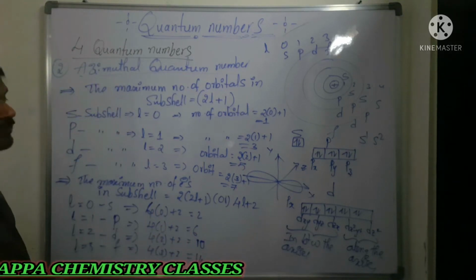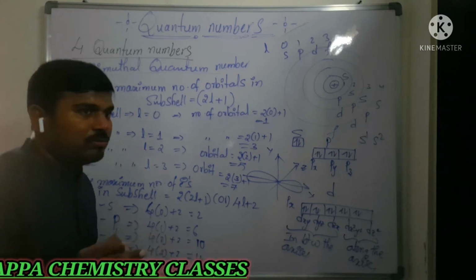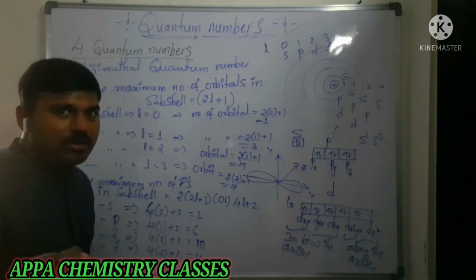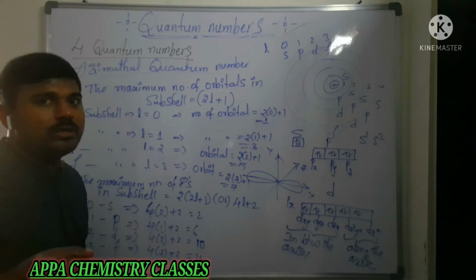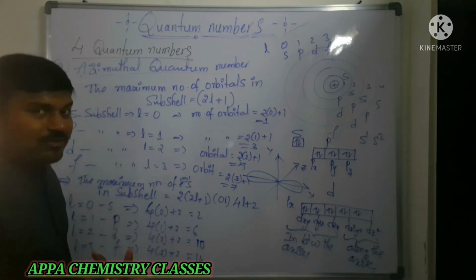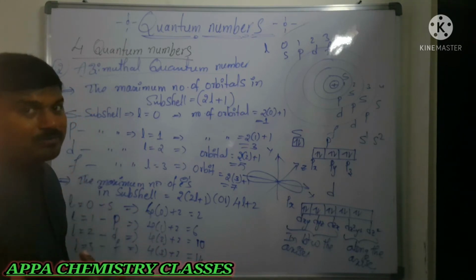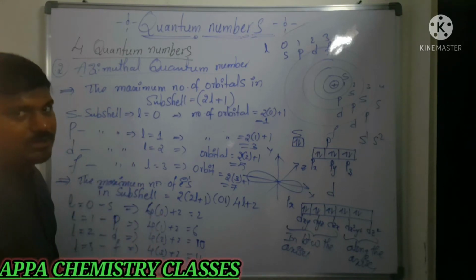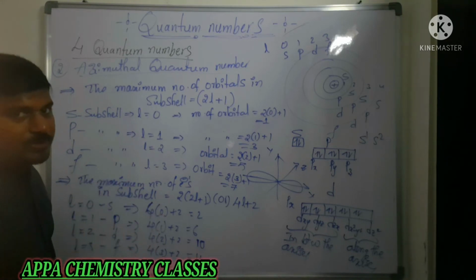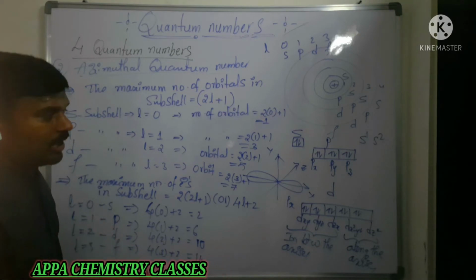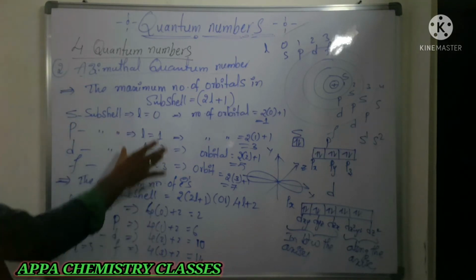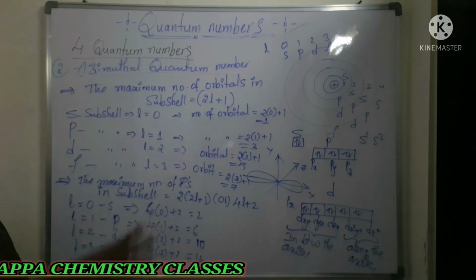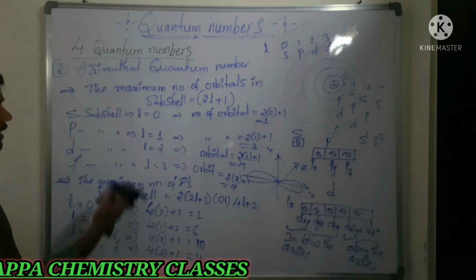Is that clear? So the azimuthal quantum number is indicated by L, which was given by Sommerfeld. What does it signify? It signifies the shape of the orbital, and also the type of subshell in which the electron is present. This data is very important from an objective point of view. Is that clear, everyone?